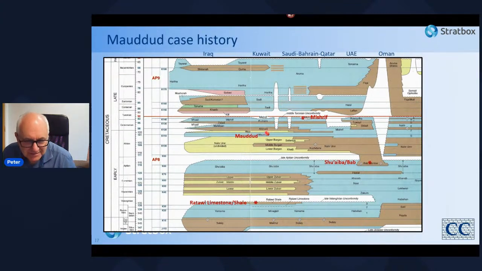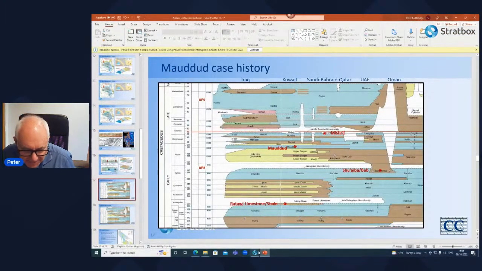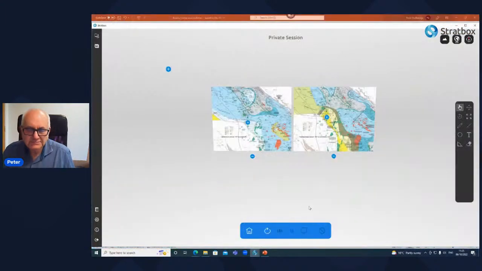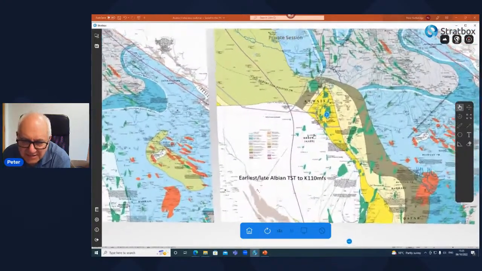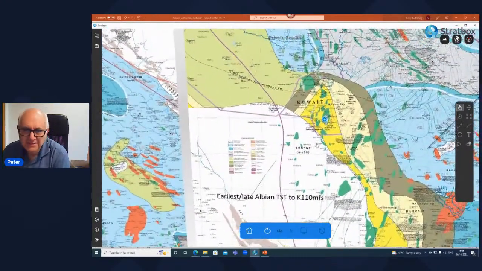Okay, so I have to quit PowerPoint and go back into Stratbox. So we're looking at the northern end of the Gulf, around the Burgan field in Kuwait. And this is based on a paper published by my co-authors, with me as a co-author, on the Mauddud formation in the Burgan field. And this is quite unusual because the Mauddud reservoir is a very thin carbonate reservoir, not more than about 10 meters thick.